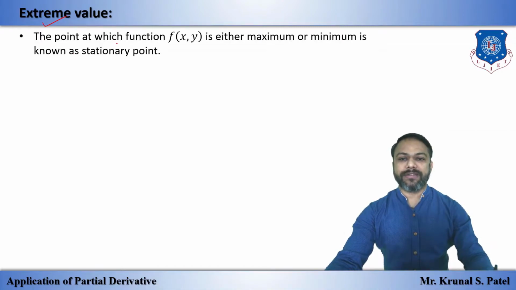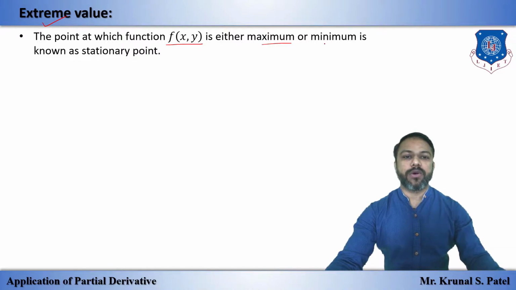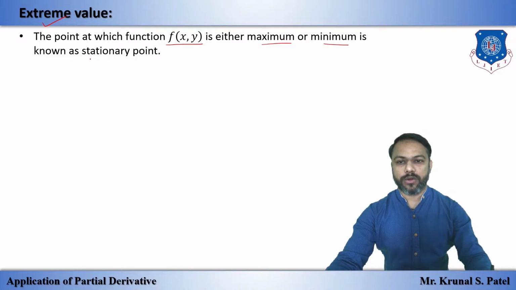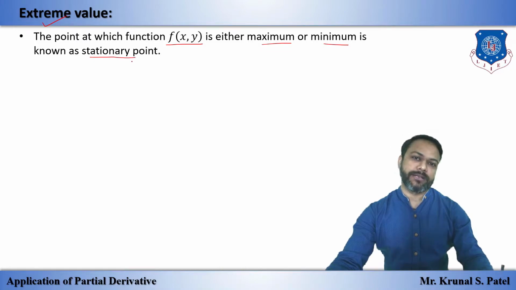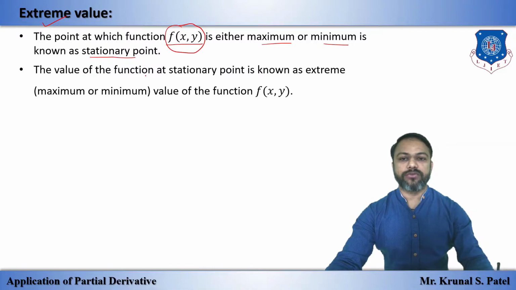The point at which a given function is either maximum or minimum is known as a stationary point. So what is a stationary point? The point at which the function attains a maximum or minimum value is known as a stationary point. The value of the function at a stationary point is known as the extreme value. That means maximum or minimum.